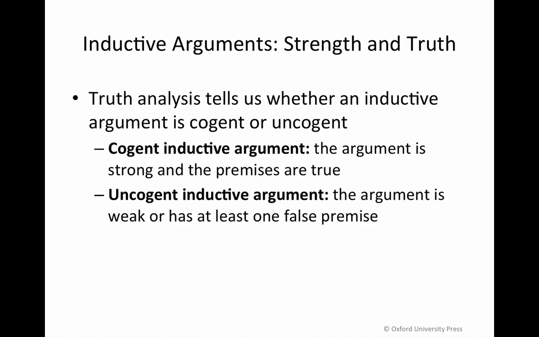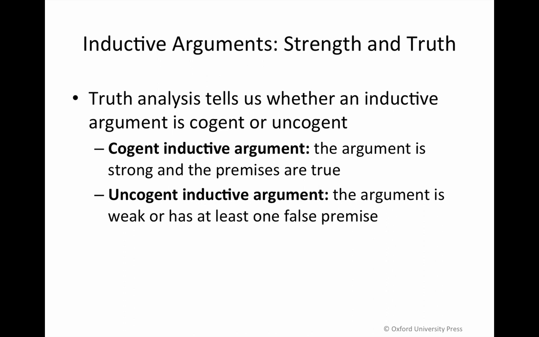Now let's take a look at cogency. A cogent argument is a strong argument and the premises are actually true. On the other hand, an uncogent argument is weak, or it could be a strong argument but have at least one false premise. You're probably noticing a pattern here.